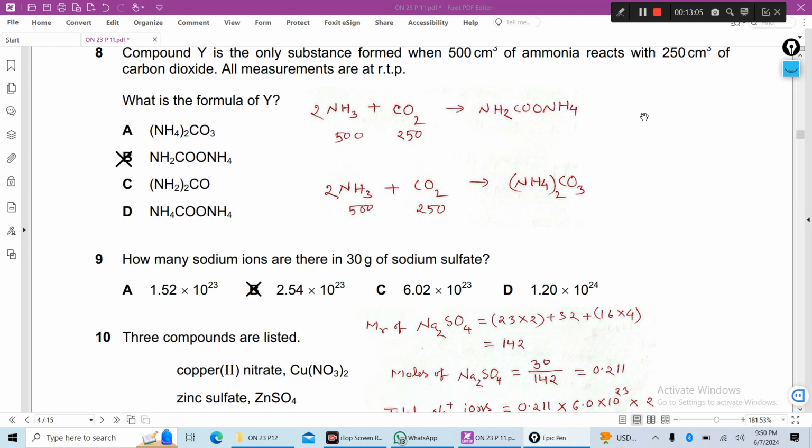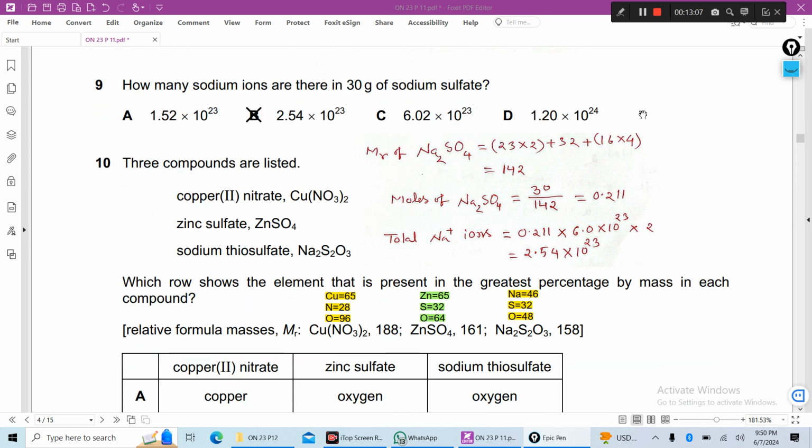Next, number 9. How many sodium ions are there in 30 gram of sodium sulfate? How many sodium ions? The total number of sodium ions is being asked. If you calculate, you will get the answer B.